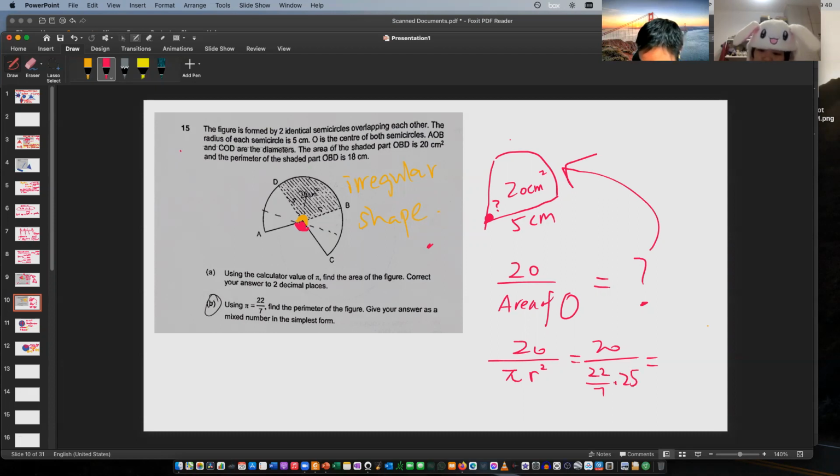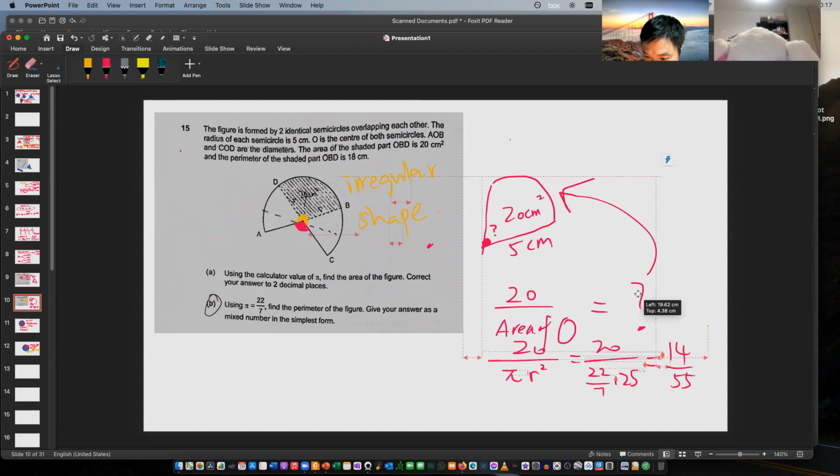Can you help me out using a calculator? What is the fraction here? 14 over 55, right? Good. So that means this pizza slice takes 14 over 55 of the circle. So I can find out the question mark here already.